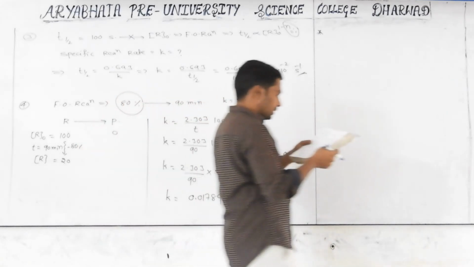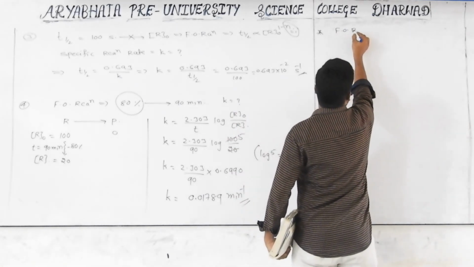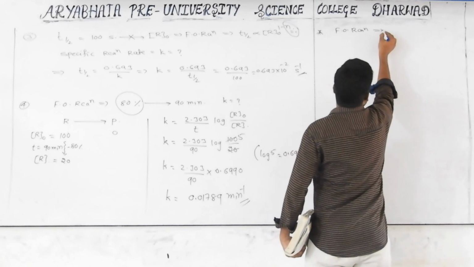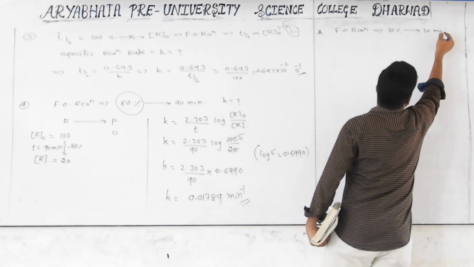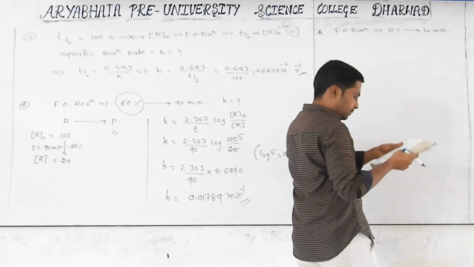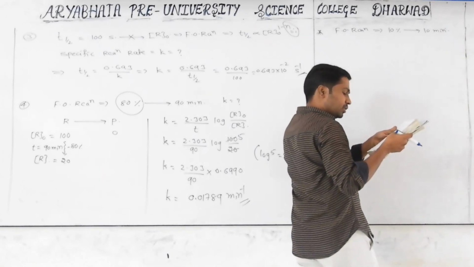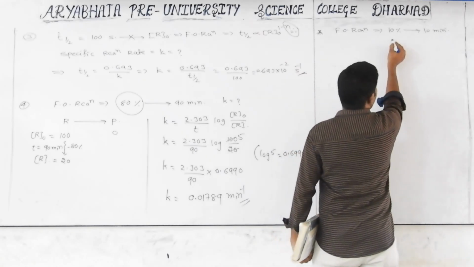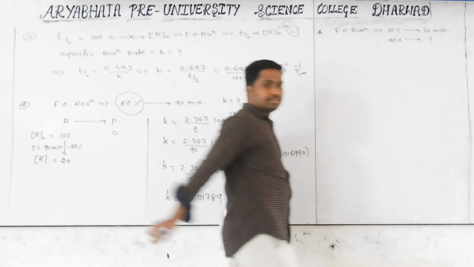Again, given a first order reaction, 10% is completed in 10 minutes. Then calculate the time taken for completion of the 90%. For completion of the 90%, how much time is required?